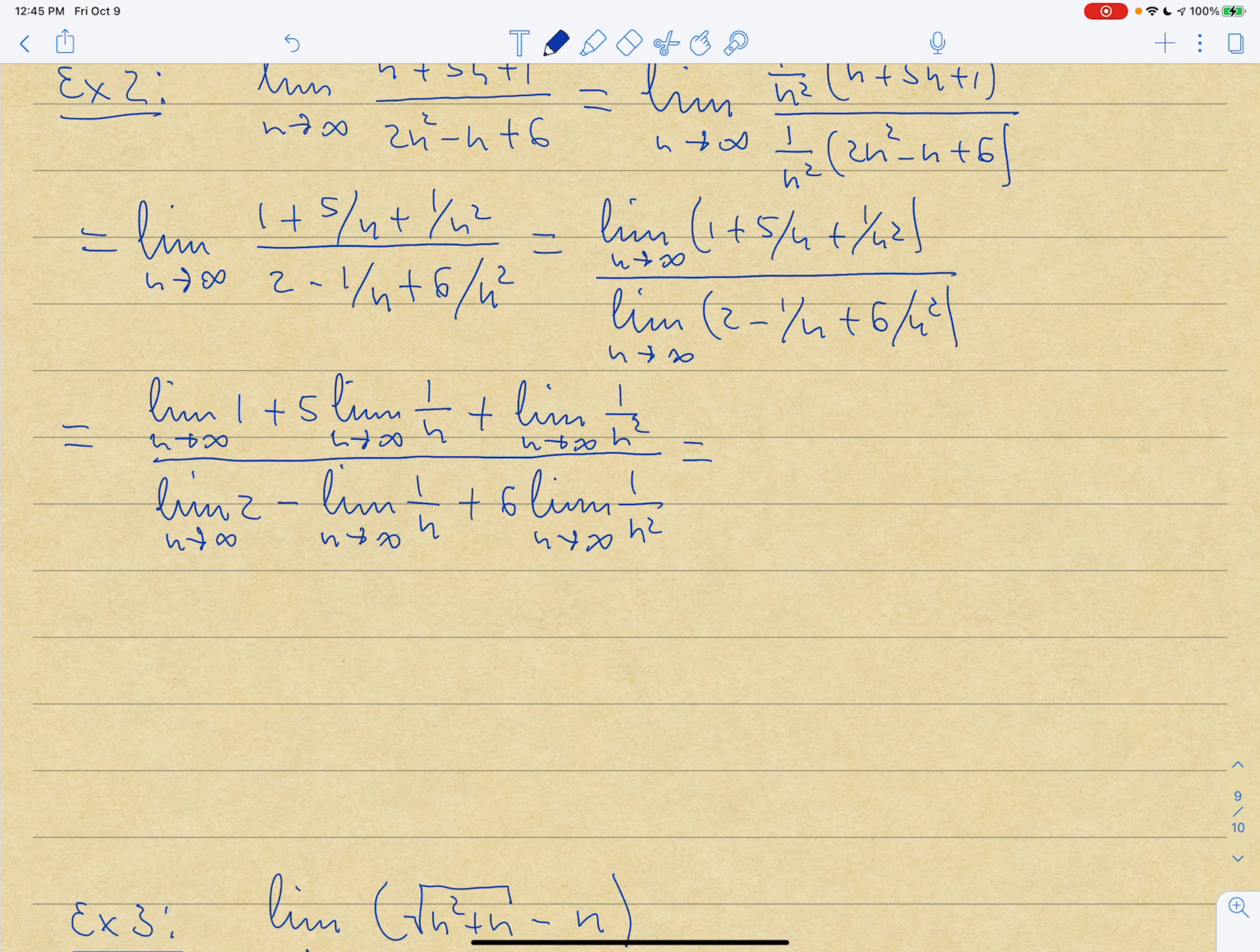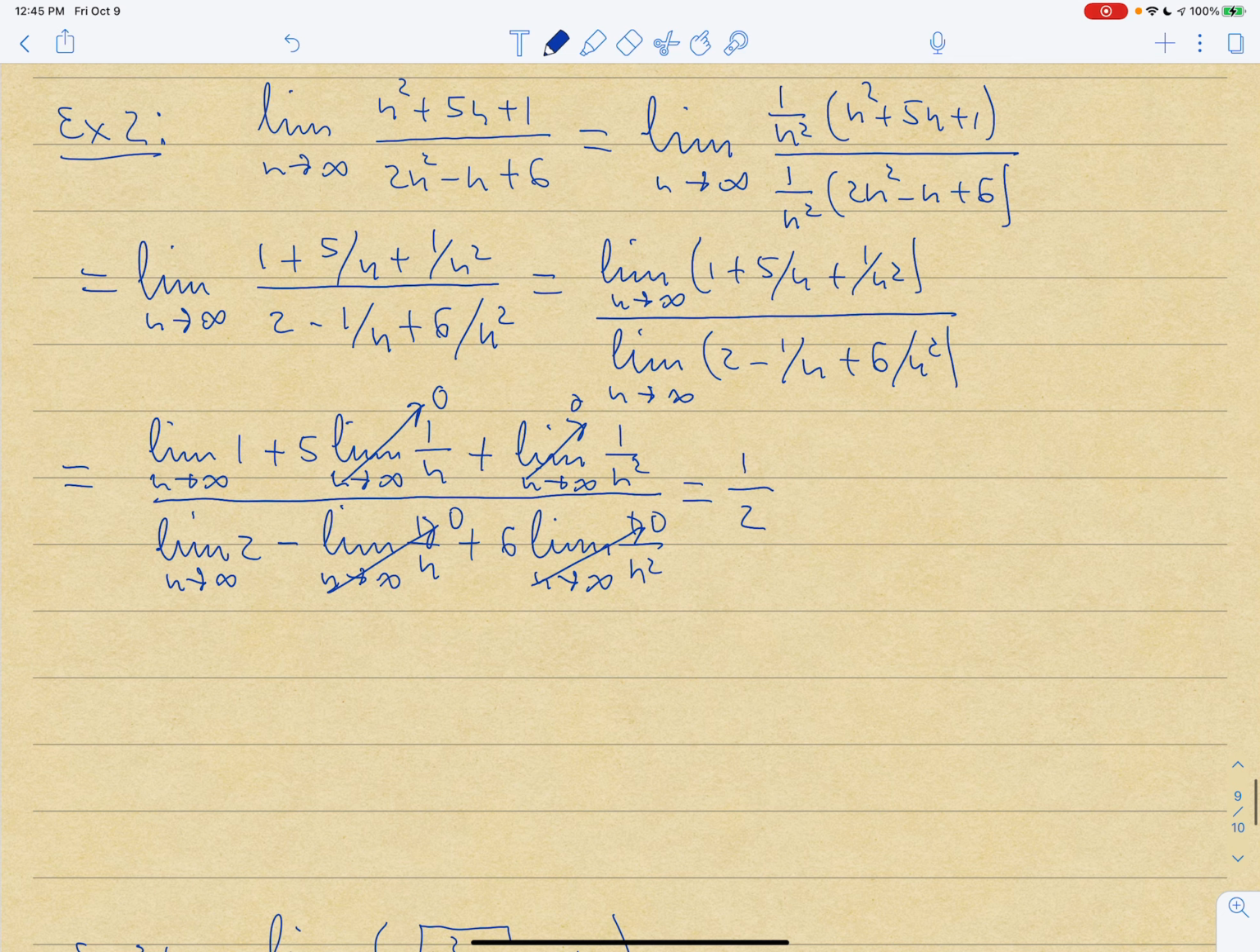And then immediately we see that all the limits that we're taking here are of the form limit of 1 over n to the p, where p is a positive number. This limit is 0. This limit is 0. So is this one. And so is that one. And the limit of a constant is that constant, so what we get is 1/2.